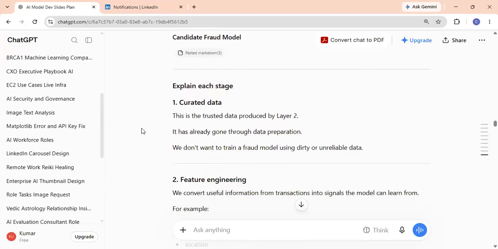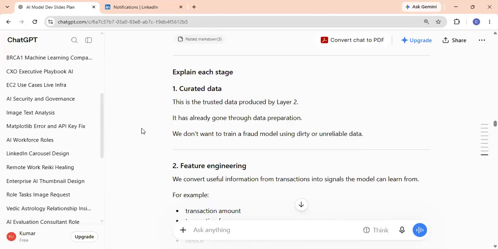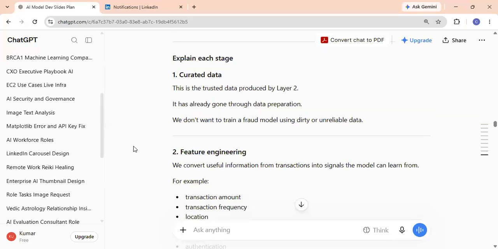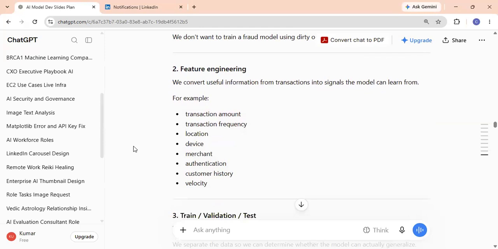Then explain each stage. Curated data is what? This is the trusted data produced by layer 2. It has already gone through data preparation. We don't want to train a fraud model using dirty or unreliable data. It means we complied with all these things, following data governance, right? There is no unreliable data. All are reliable data only. We prepared it. So feature engineering is what?